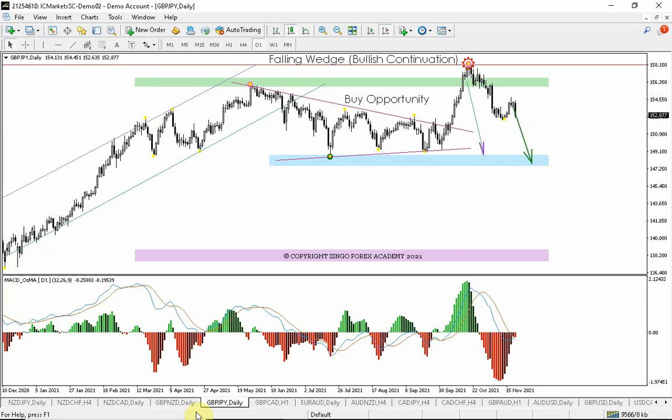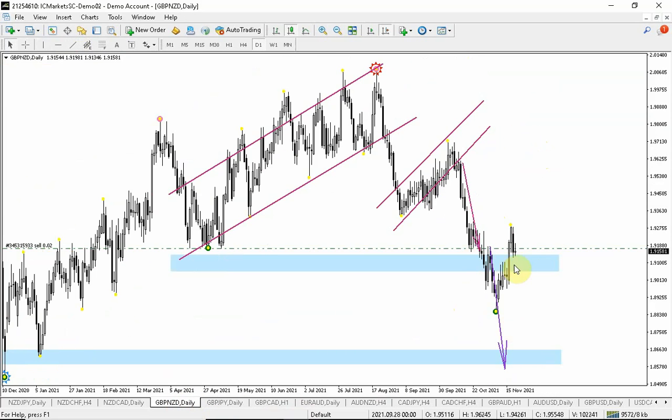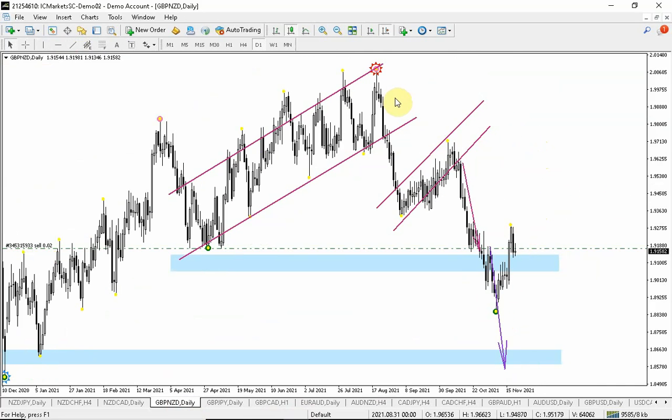Okay, so that's all about pound JPY, pound New Zealand, guys. This market has retraced, but essentially it's a bearish market. Just like we predicted, it could still come down to this level. We short this market, so we expect it to still break structure here.